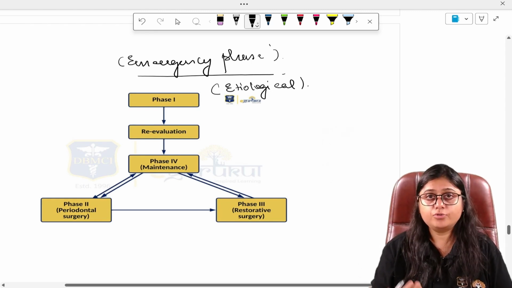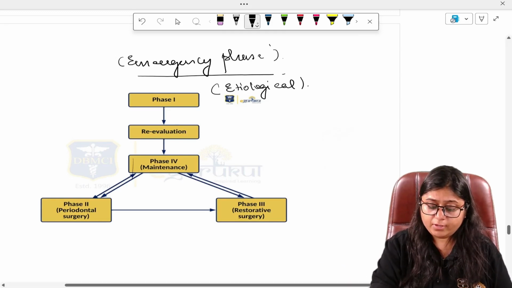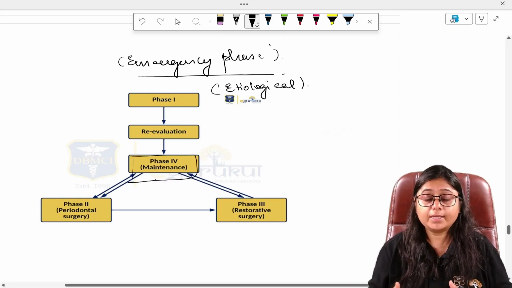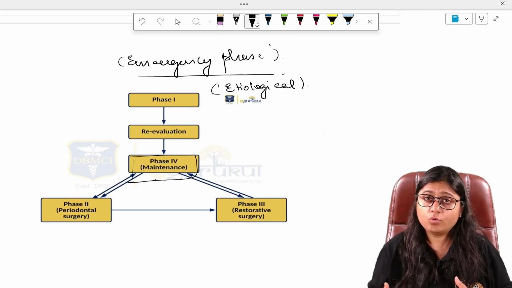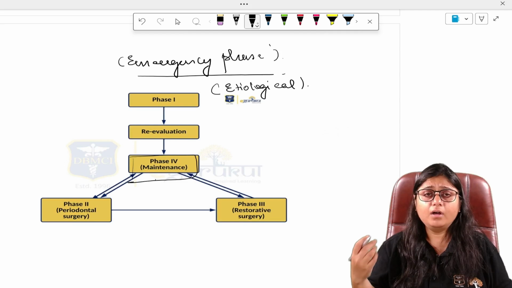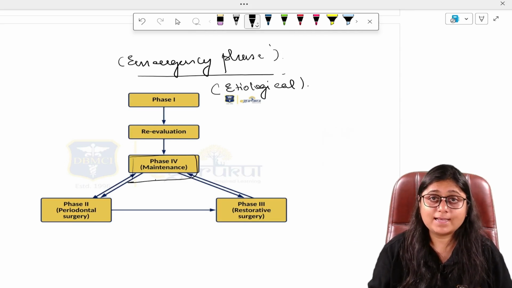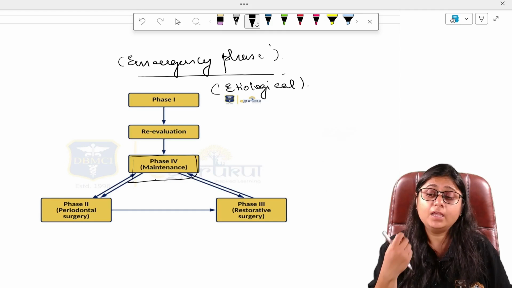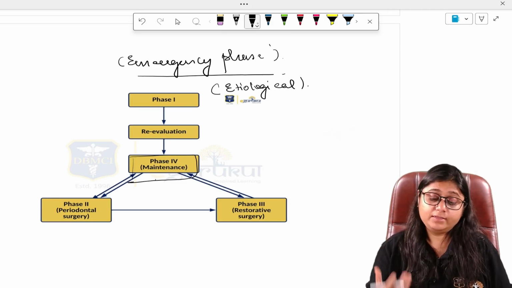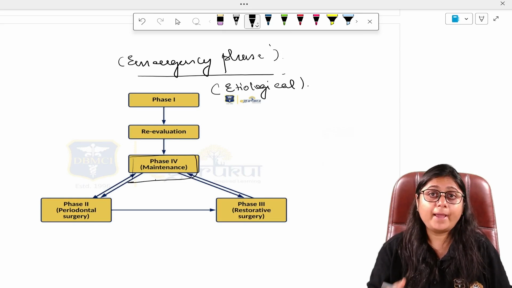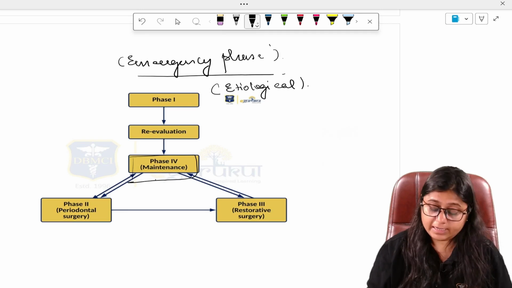After phase 1, we have to move towards phase 4 and re-evaluate the patient with the maintenance phase. You have to check the motivation of the patient. In phase 1, you have to do scaling, root planing, and if there is an ill-fitting prosthesis, ill-fitting dentures, some wires pinching the patient, or any orthodontic wire pinching the patient, all those etiological factors you can treat in phase 1. After that you have to do a follow-up and check the maintenance. So after phase 1 will be phase 4, which is the maintenance phase.